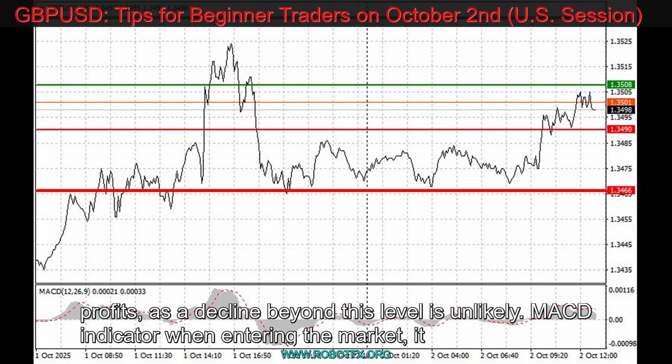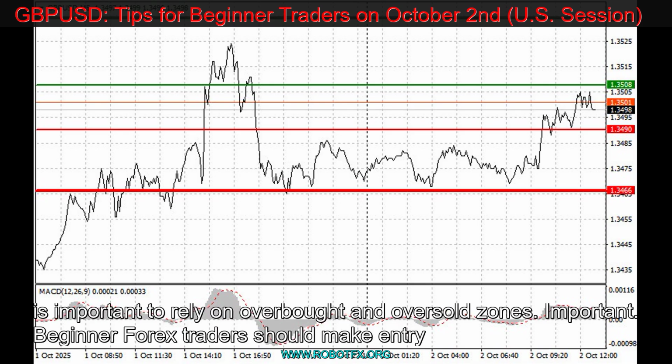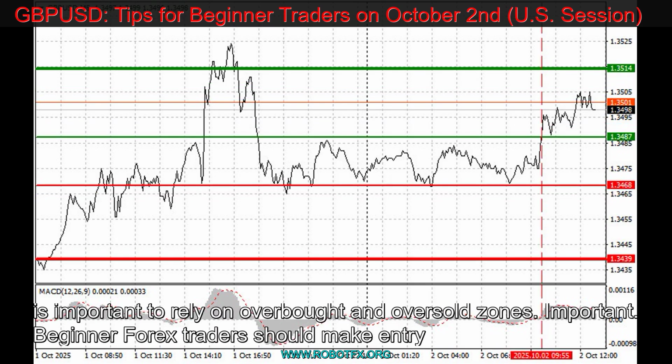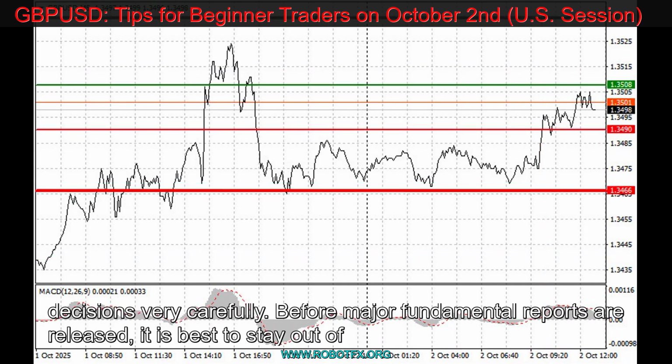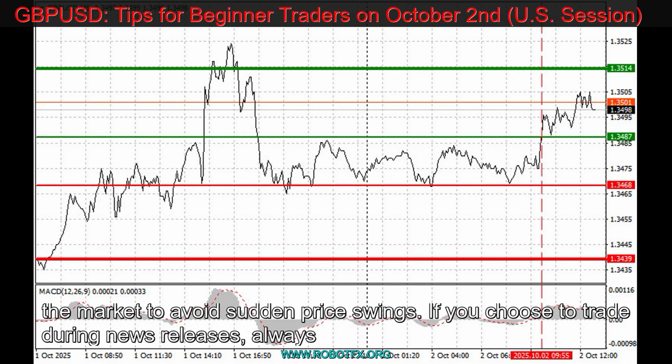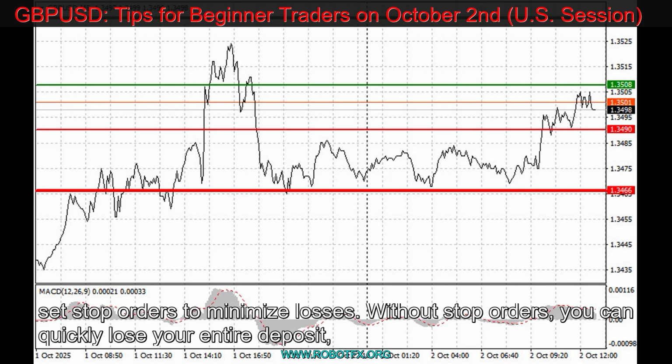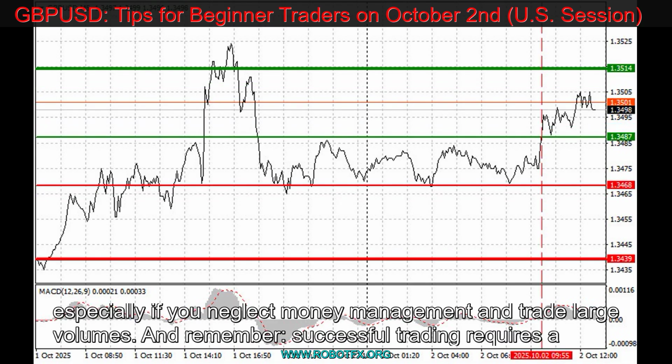Important! Beginner forex traders should make entry decisions very carefully. Before major fundamental reports are released, it is best to stay out of the market to avoid sudden price swings. If you choose to trade during news releases, always set stop orders to minimize losses. Without stop orders, you can quickly lose your entire deposit, especially if you neglect money management and trade large volumes. And remember, successful trading requires a clear trading plan, like the one outlined above. Spontaneous trading decisions based on the current market situation are a losing strategy for an intraday trader from the start.